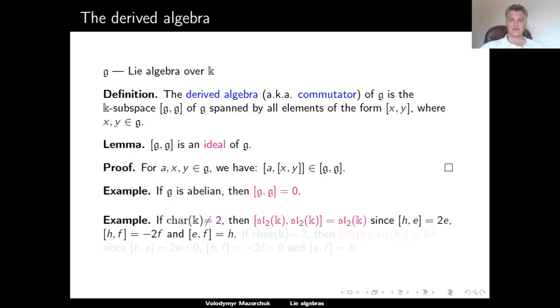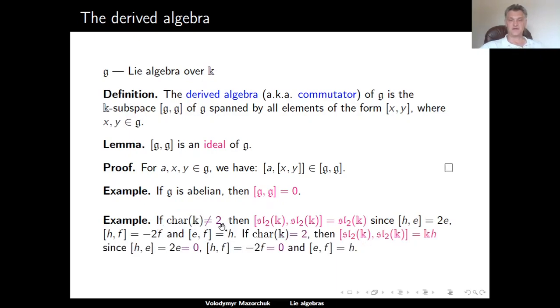Recall that the Lie algebra SL2K has a basis consisting of elements E, F, and H, with the Lie brackets given as follows. The bracket of H and E is 2E, the bracket of H and F is minus 2F, and the bracket of E and F is H. Over a field of characteristic different from 2, we can divide here by 2 and here by minus 2, and deduce that E, F, and H belong to the derived algebra of SL2. This means exactly that the derived algebra of SL2 equals SL2, under the assumption that our field has characteristic different from 2.